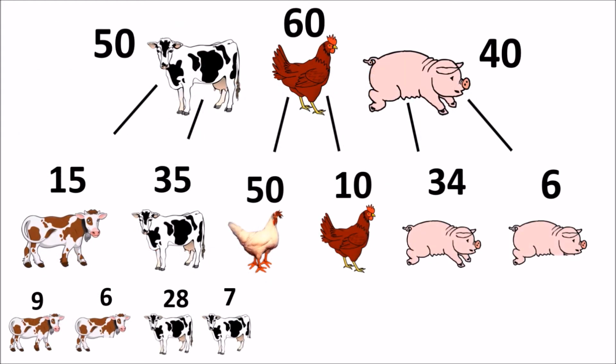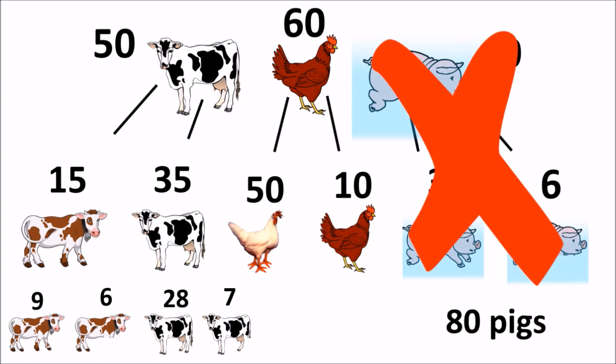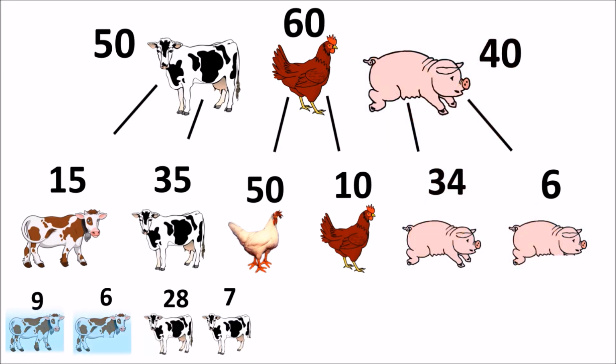Now we'll multiply all the subdivided groups by the number of legs they have. We can't multiply all the animals. We can only multiply the subdivided groups. Otherwise, we'd have 80 pigs, which would be incorrect. We will take the 4-legged pigs as an example.